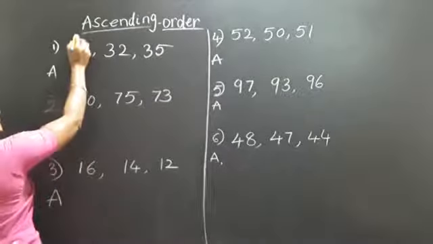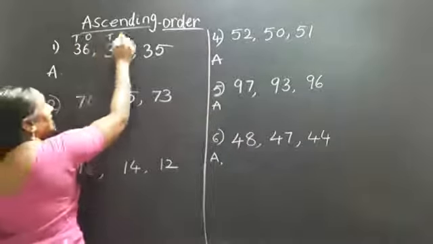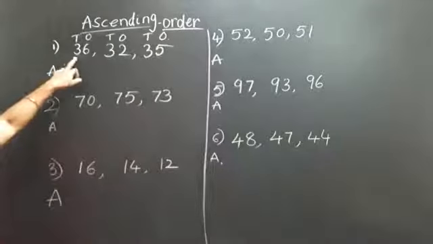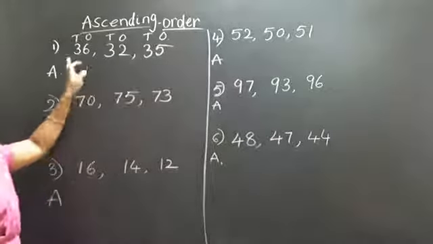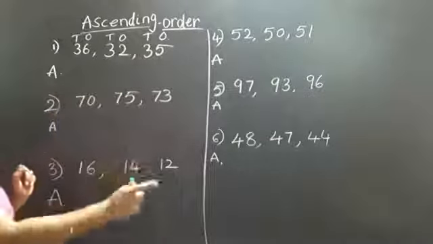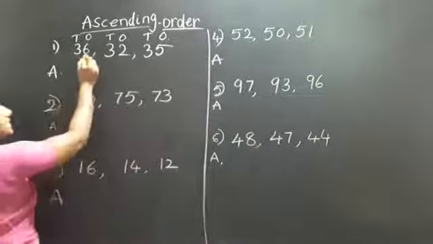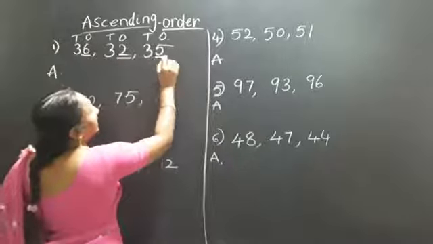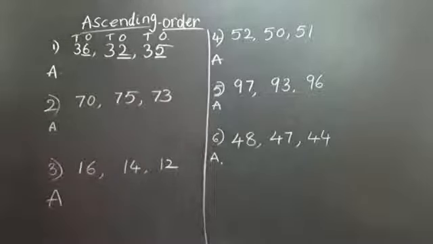Here is the tenth place, here is the one place. You have to write the tenth place and the one place. Now here all the tenth places are three. Tenth place is same. Go to one place. We will check the one place. What numbers are there in the one place? Six, underline the six. Underline the two. Underline the five. Ascending order means we will see the number line up to down.